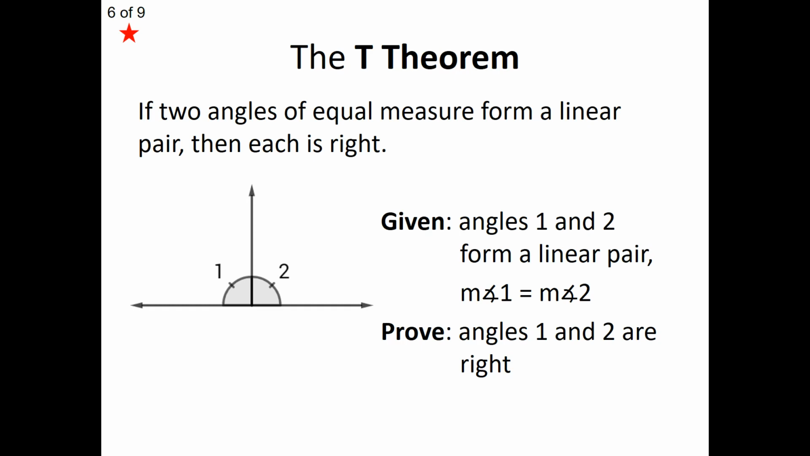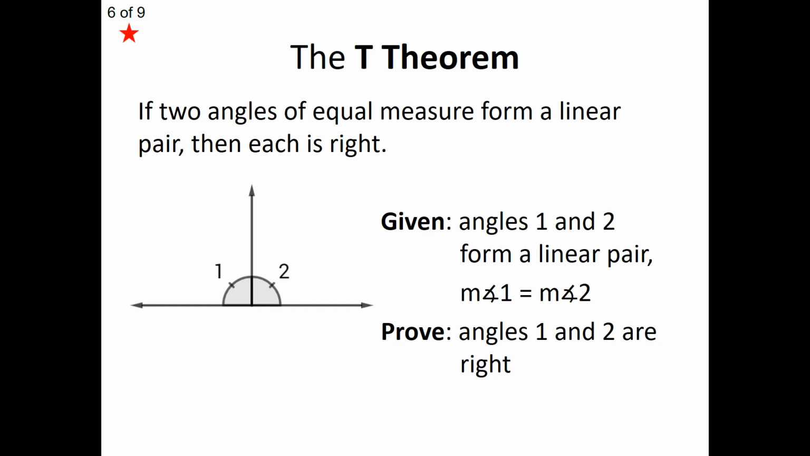Here's what it states. If two angles of equal measure form a linear pair, then each is right. So now we have a diagram here where we have labeled two angles that do form a linear pair, and we've marked each of them as being equal to each other. Now notice that I didn't put the right angle marker in there, because I'm going to prove they're right angles. So I don't know they're right angles right now, but I'm going to show that they are, or demonstrate that they are right angles.